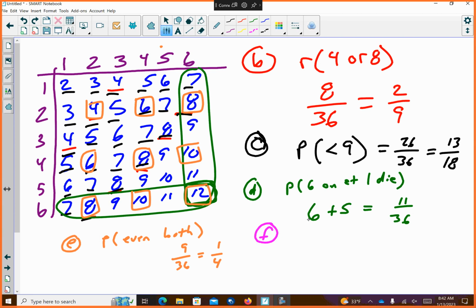Probability of rolling a number larger than 4 on both dice. Probability that my sum is greater than 4. So these are all the numbers that are bigger than 4.